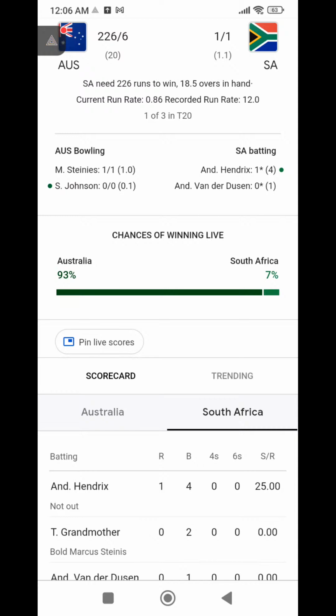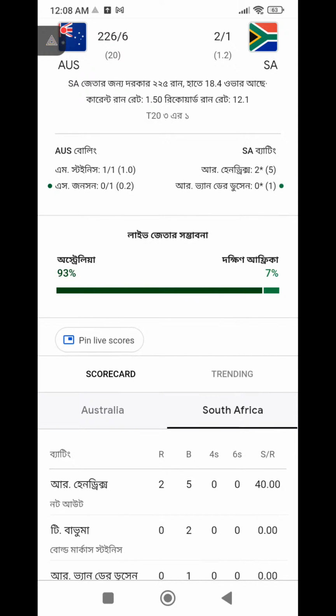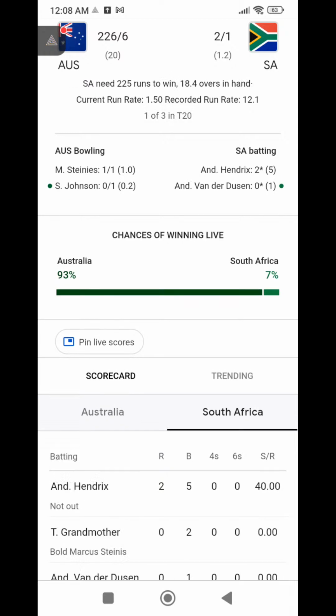So South Africa need 226 runs to win the match with 18.5 overs in hand. Current run rate is 0.86 and required run rate is 12.1. This is the first T20 match in this three-match series between Australia and South Africa.